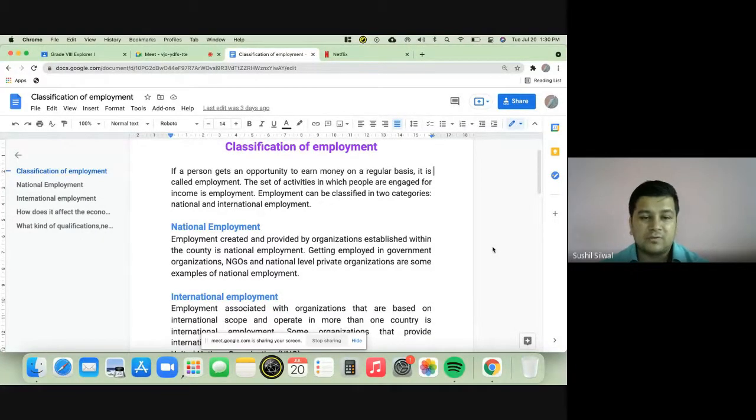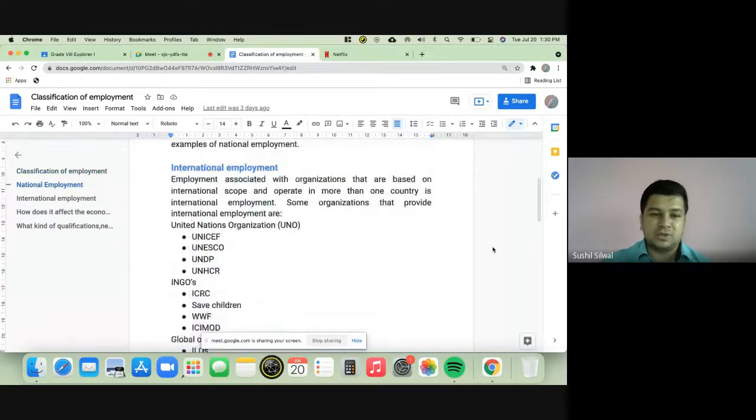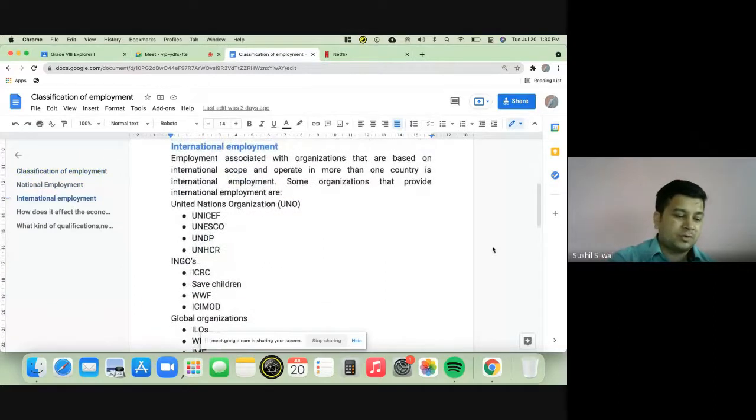And after this, we have another one as international. You can either refer to your book also, page 27. Both of them you can be using, whichever is easy for you. If your book is not there, then you can just see on the screen also. International employment. So in case of international employment, it involves more than one country. Let's say that a job is available for India and Nepal, then that is itself international.